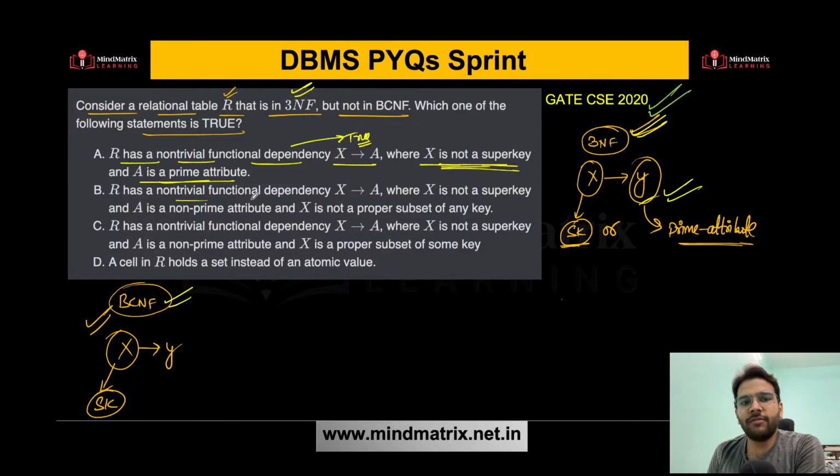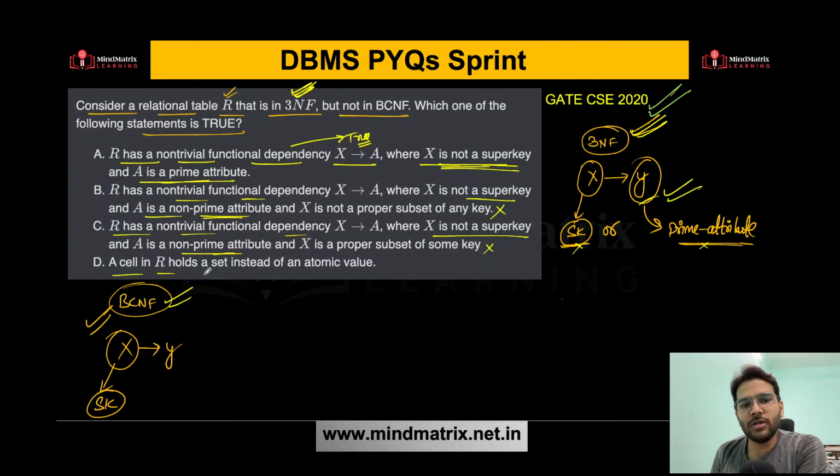Option B says R has a non-trivial functional dependency where X is not a super key, okay, and A is a non-prime attribute. If A is a non-prime attribute, then that means it is not even in 3NF. Is this clear? So definitely this is also incorrect. Option C says R has a non-trivial functional dependency X determines A, where X is not a super key and A is a non-prime attribute. Again, it is saying A is a non-prime attribute. If X is not a super key and A is a non-prime attribute, this is not valid, definitely this is not in 3NF. But here it is given to us that R is in 3NF but not in BCNF. So again, this is also incorrect.